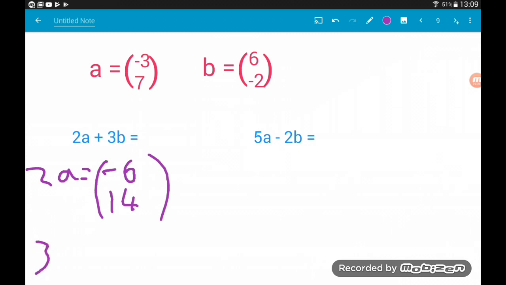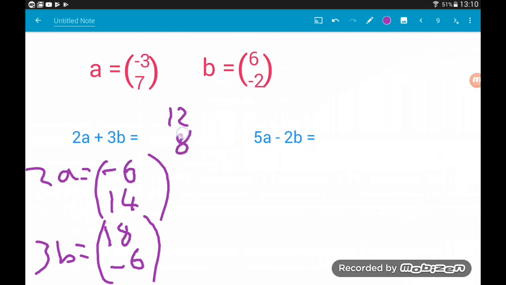3B, well, 3B is going to be 3 times 6, 18. And then 3 times minus 2, minus 6. So now we know 2A and 3B, we can just add them together. So 2A add 3B, then we've got minus 6 add 18, so that will give us 12. And we've got 14 add minus 6. 14 minus 6 is going to give us 8. So the vector 2A add 3B is 12, 8.